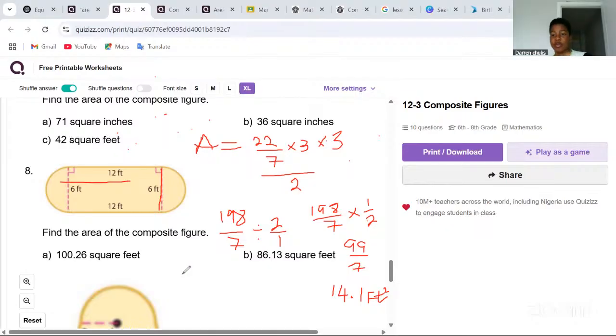72 plus 28.2 is 100.2, correct. You can see our option here is 100.26. Though we did our own approximation to the nearest one decimal place, we're still correct. 100.2 square feet.